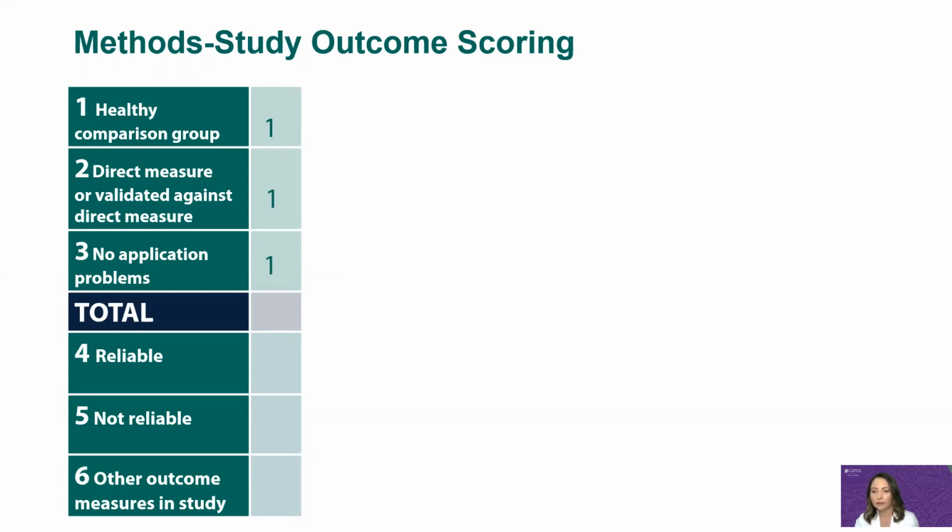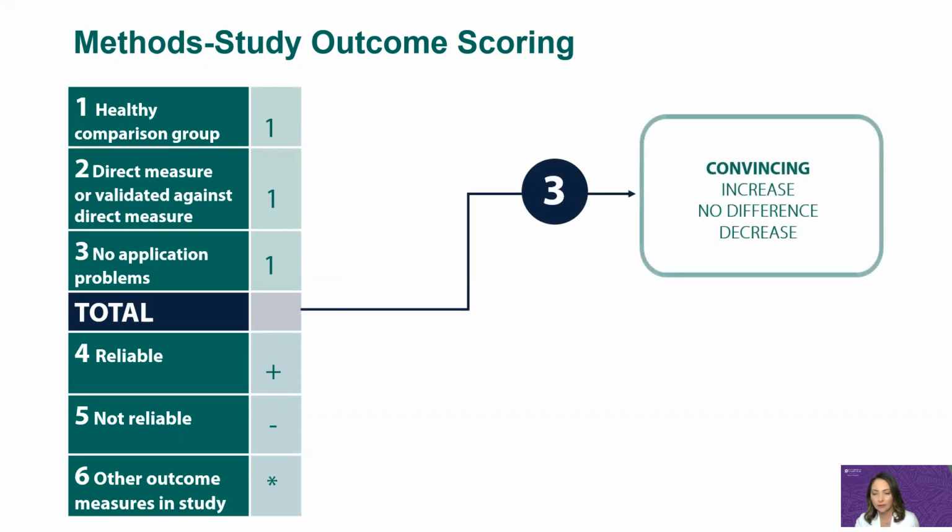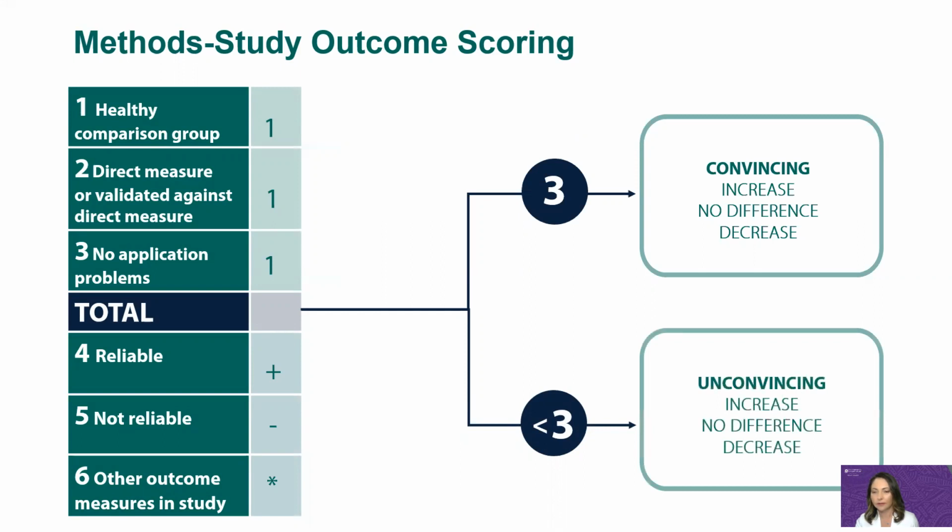Additional notes were made if a tool had evidence of reliability or not, or if other outcome measures for that tool were used. A score of 3 meant the measure and its application met the minimum standard to provide convincing evidence. Once a base score was given, then the study outcomes were analyzed to determine if the study found increased tone, no difference, or decreased tone. Less than 3 meant the study did not meet the criteria and was considered to provide unconvincing evidence.